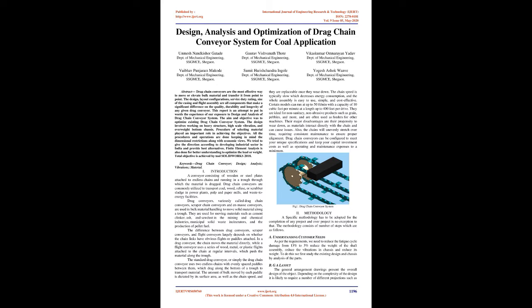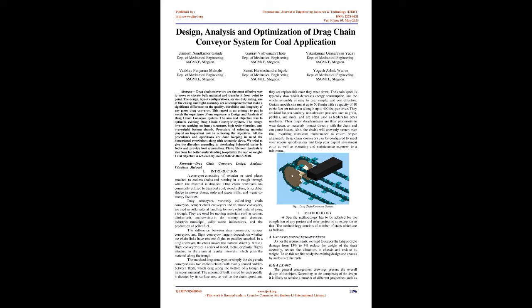This report is an attempt to put in words the experience of our exposure to design and analysis of drag chain conveyor system. The aim and objective was to optimize existing drag chain conveyor system. The design involves working on heavy structure, high-scale vibration, and overweight bottom chassis. Procedure of selecting material played an important role in achieving the objectives.